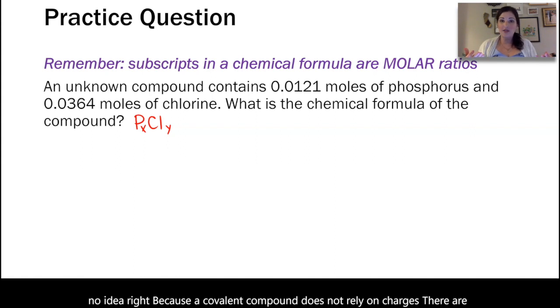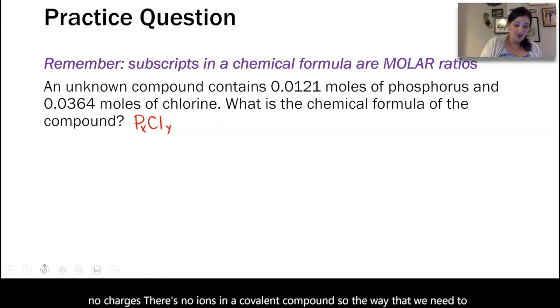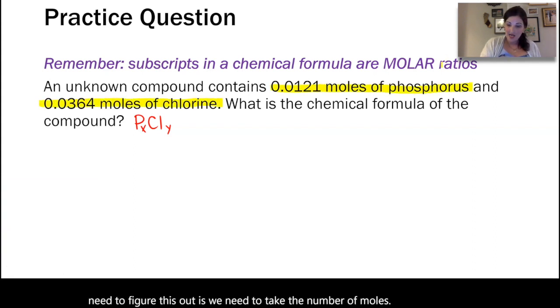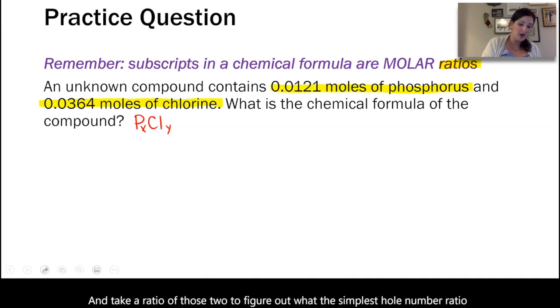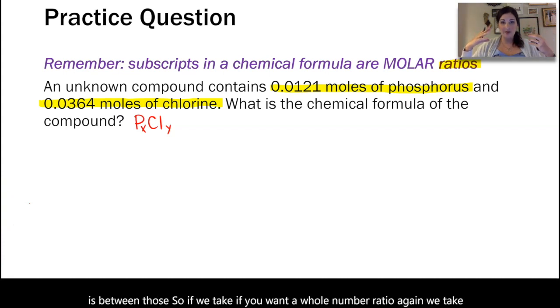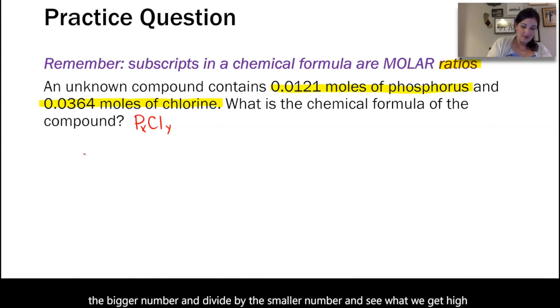So the way that we need to figure this out is we need to take the number of moles of each of our components and take a ratio of those two to figure out what the simplest whole number ratio is between those. Okay, so if we want a whole number ratio, again, we take the bigger number and divide by the smaller number and see what we get. Okay, so bigger number is 0.0364. That's moles of chlorine.